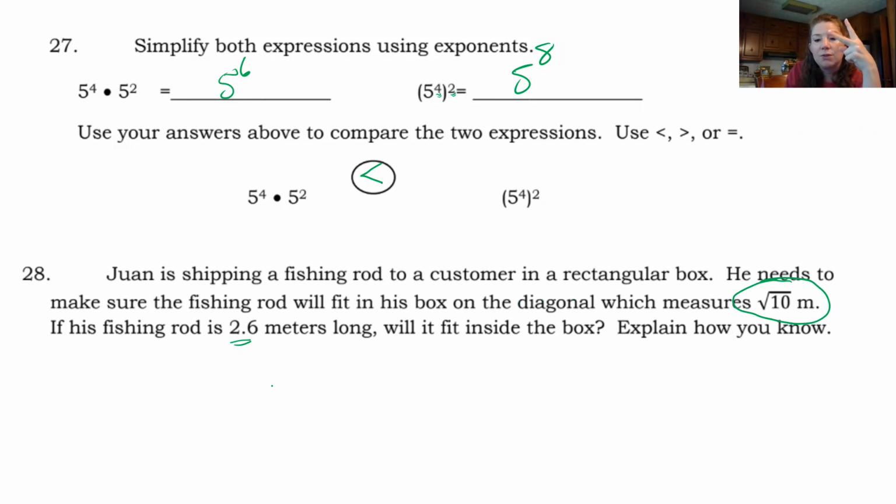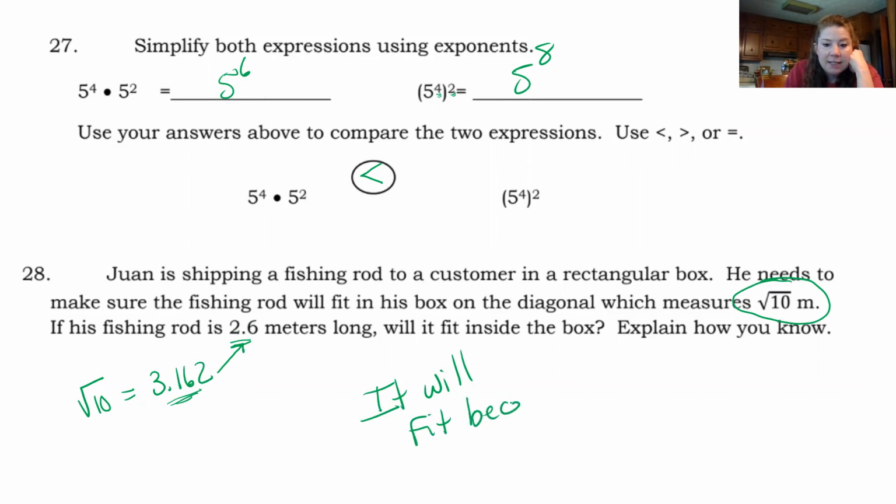Well, there's 2 things we could do. We can either say, what's the square root of 10? We can put that in our calculator, which is probably the easiest thing to do. So I'm hitting second, I'm hitting x squared, I'm hitting 10, and then I'm hitting the double arrow button. And I see the square root of 10 is 3.162, blah, blah, blah. So if my space is that long, can I fit a fishing rod that long in it? Yes, it will fit, because the square root of 10 is greater than 2.6.